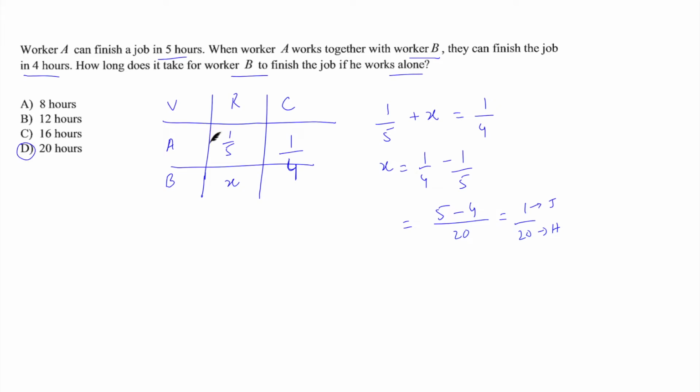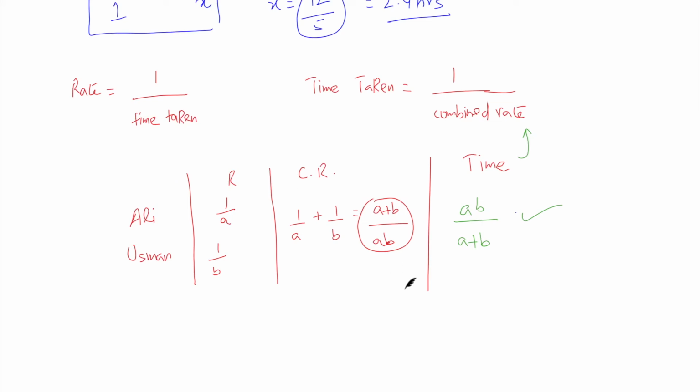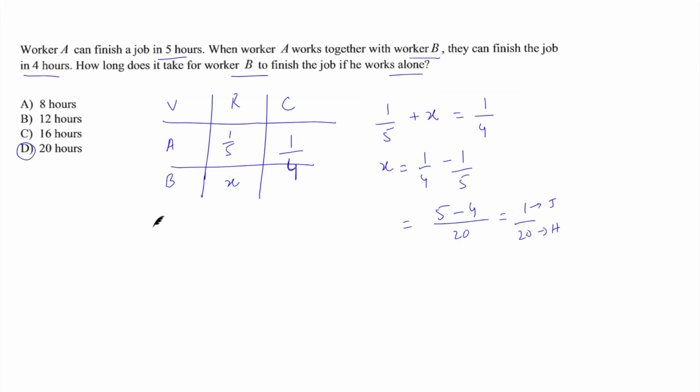To make your life simpler, you could have used this formula as well. This is the formula for time, AB over A plus B. Now let's have a look at this. It's so simple. AB over A plus B, where A and B are the times. So A's time is 5 hours. 5 into, we don't have B's time, that is X, over 5 plus X. This is equal to the total time taken for both of these workers, that is 4 hours. There you go, just solve this.